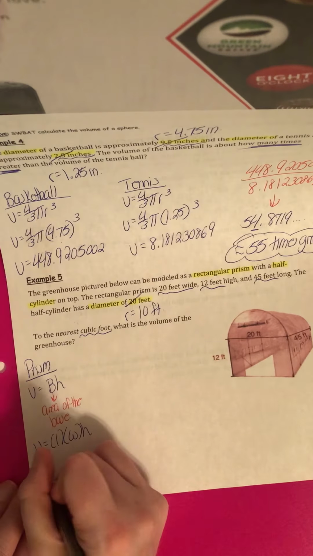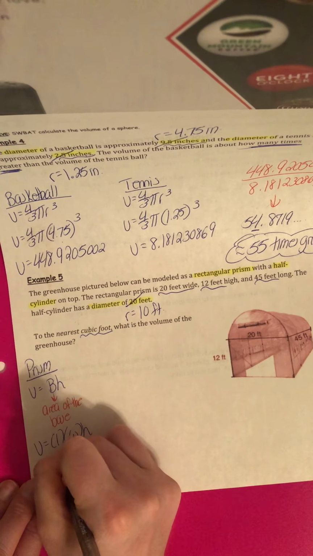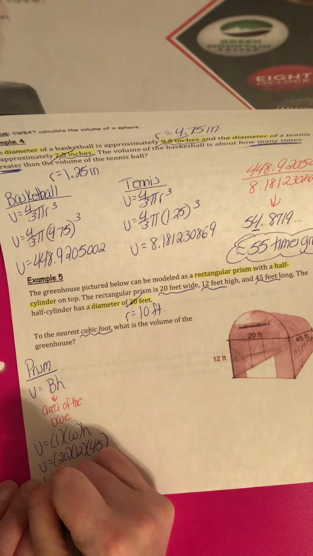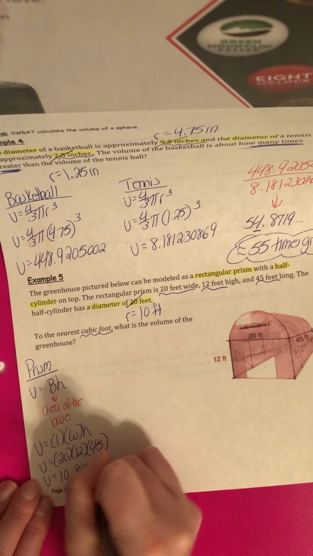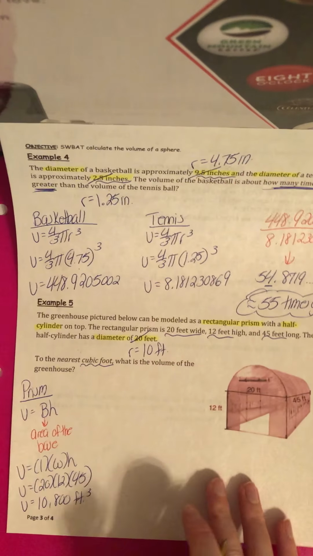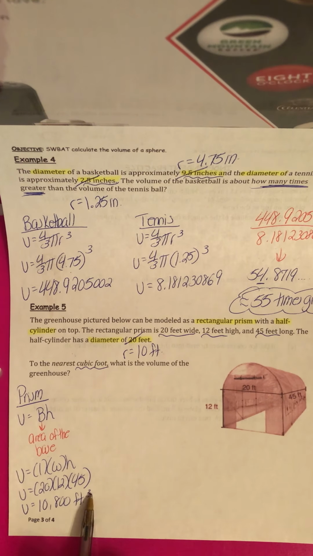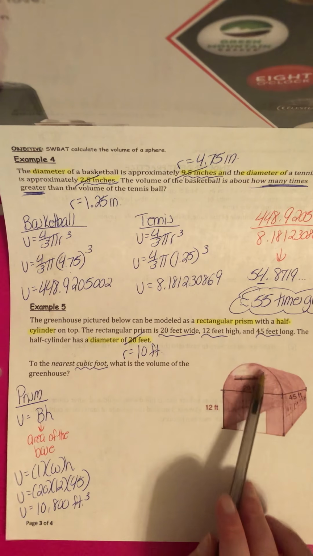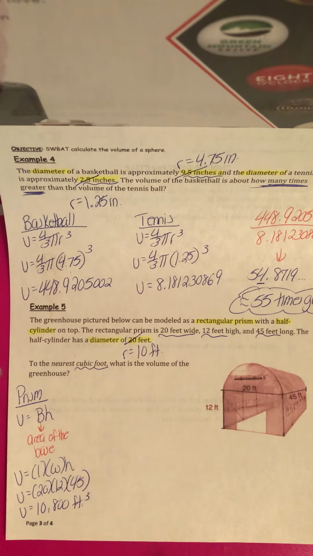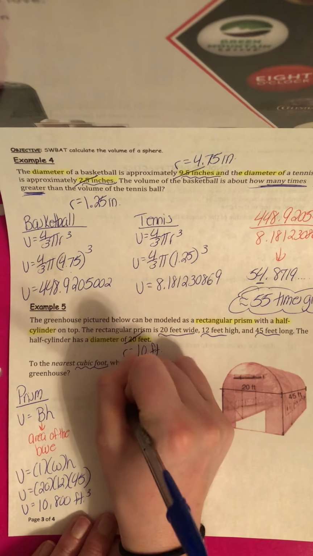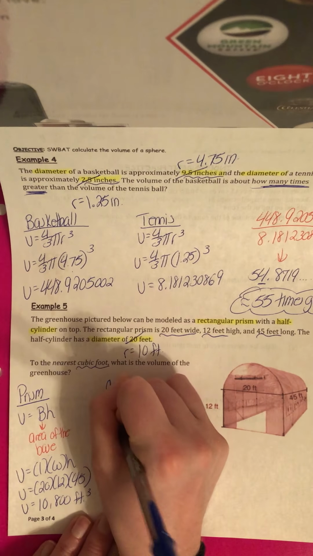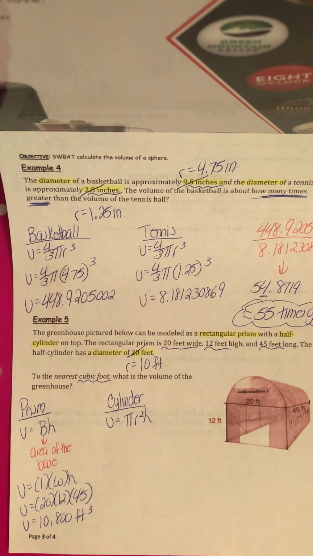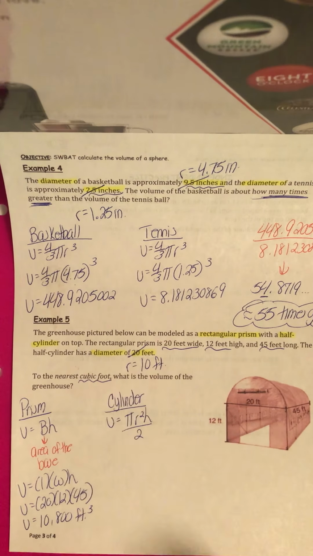Now I'm going to plug all 3 in. So the volume would be 20 times 12 times 45, and then you get 10,800 feet cubed, because I know this was in feet and I'm finding the volume, so it's cubed. That was just for the bottom. Now I'm going to find the volume of the top, which was a half cylinder. So when you go to your reference sheet and you find the volume of a cylinder, it's pi r squared h. But I'm only finding half of one, so I have to divide it by 2.